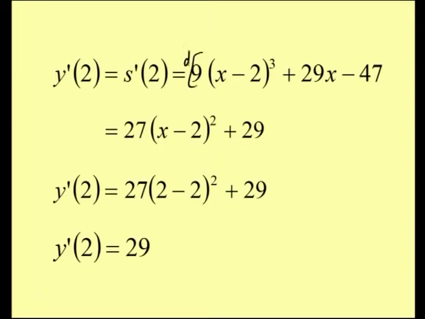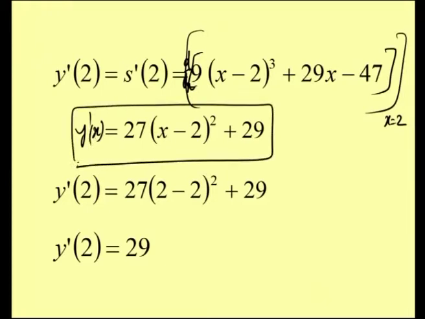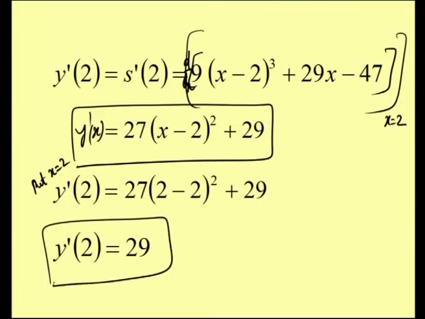this is d by dx of 9 into (x minus 2) whole cube plus 29x minus 47. So, that is differentiated as 27 into (x minus 2) whole square plus 29. y dash of x is this. Put x is equal to 2, we get y dash of 2 as 27 into (2 minus 2) whole square plus 29, therefore y dash of 2 is equal to 29.